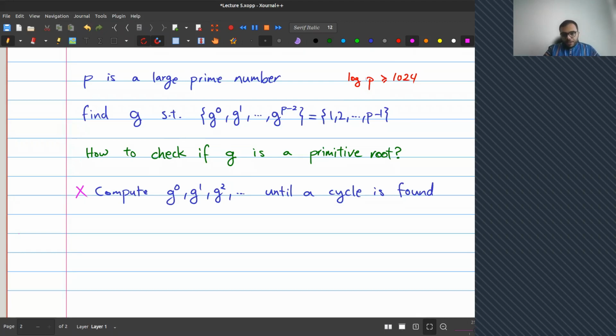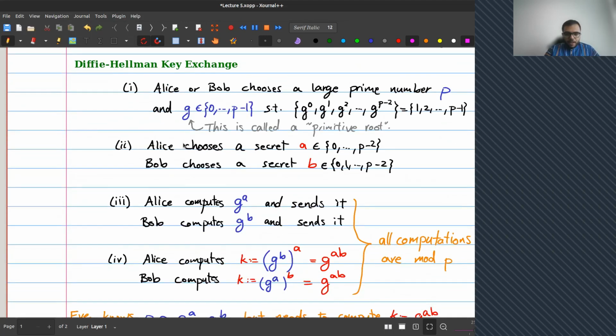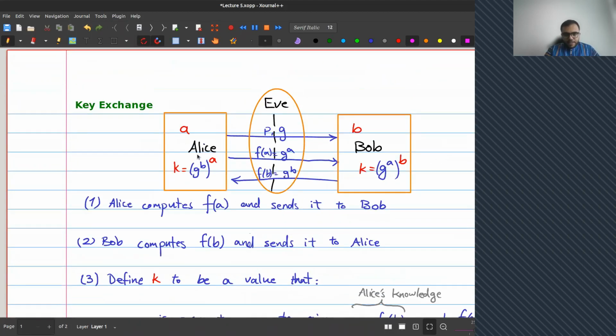And actually, there is a good reason why this doesn't work, right? Why do we even choose our primes P to be so large? Because if we go back here and look at our Diffie-Hellman key exchange, the idea here was that Alice is going to send G to the power of A to Bob. And Bob was also going to similarly send G to the power of B to Alice. Now, we said that we have this adversary Eve, who's seeing all the communication here. So Eve is seeing G to the power of A. And Eve, of course, also knows P and G. But A was the secret. So we want to make sure that Eve cannot compute A.